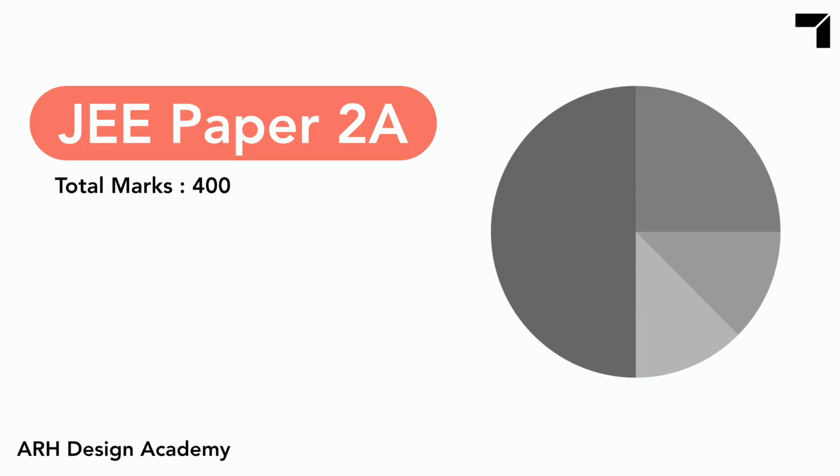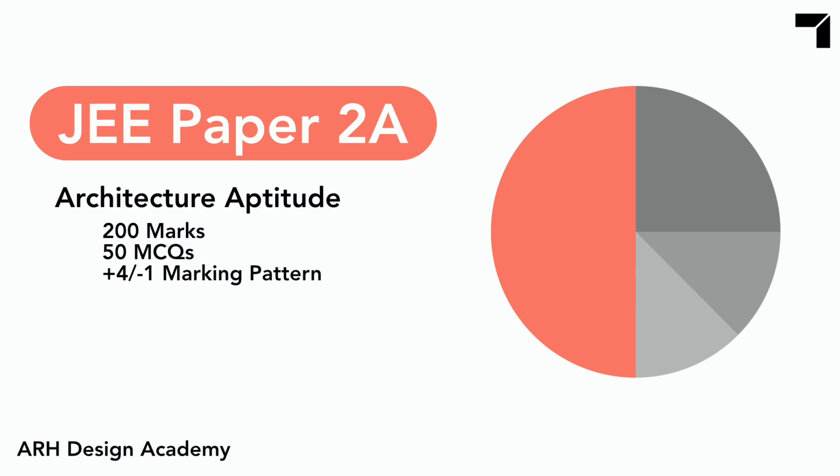The exam is of a total of 400 marks. You have 200 marks architecture aptitude. There are 50 MCQs with a plus 4 minus 1 pattern. There will be 4 options. You select the right answer, you get +4. You select the wrong answer, you get -1. If you have not selected any option, there is not going to be any change in your marks.